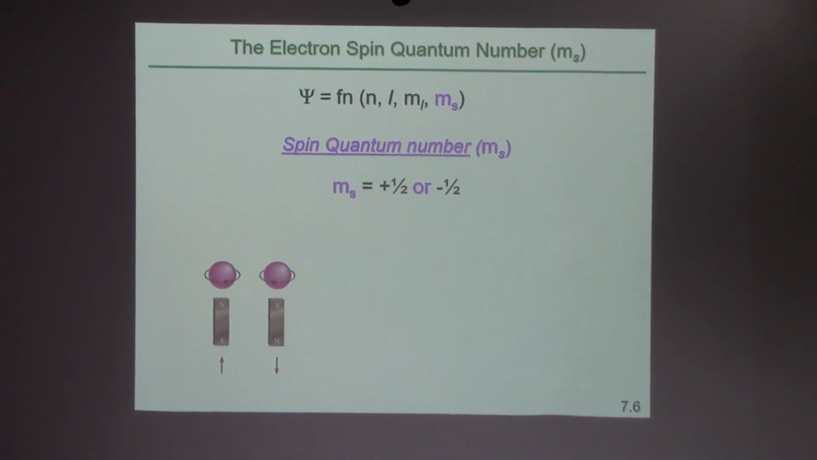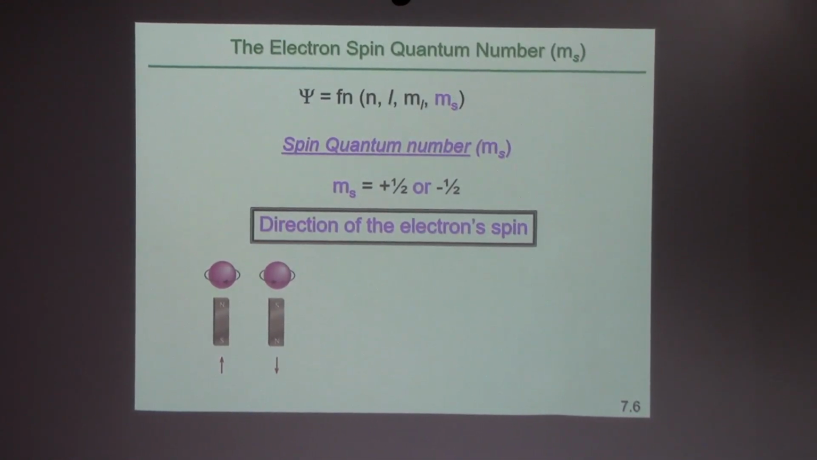The last quantum number is MS, the spin quantum number. There are only two values for MS, plus 1/2 or negative 1/2. The spin quantum number describes the direction of the electron's spin, so it is either clockwise or counterclockwise.